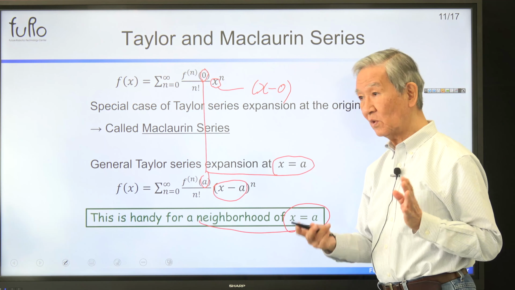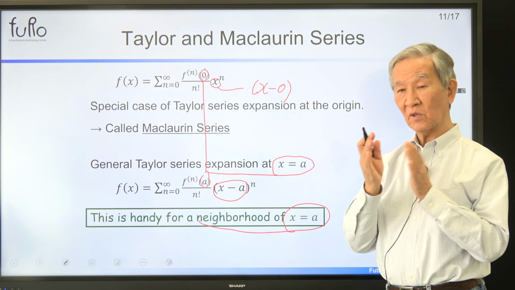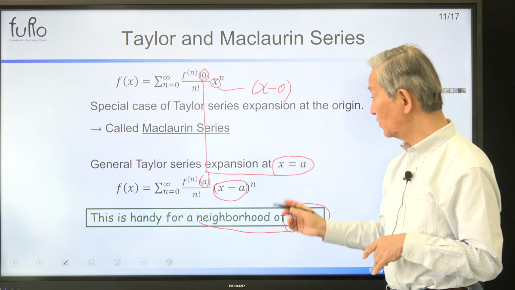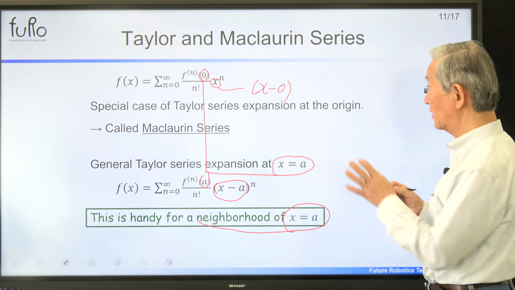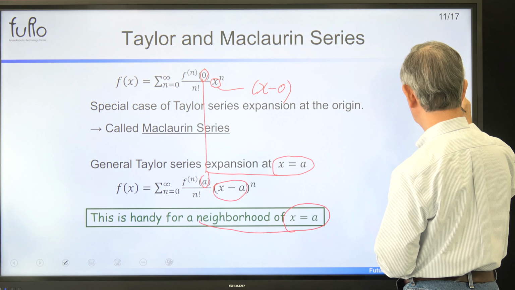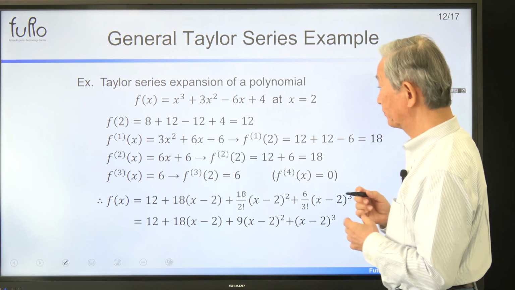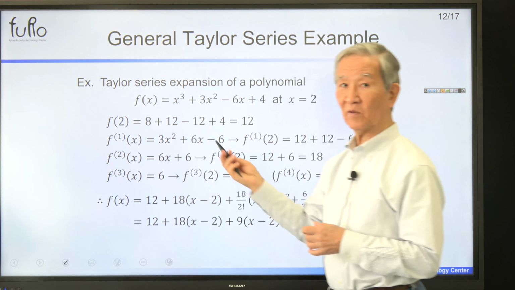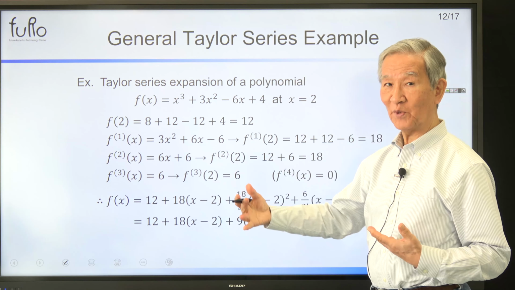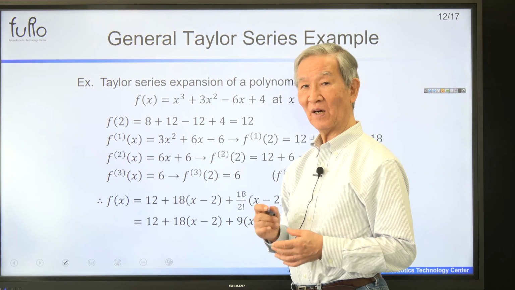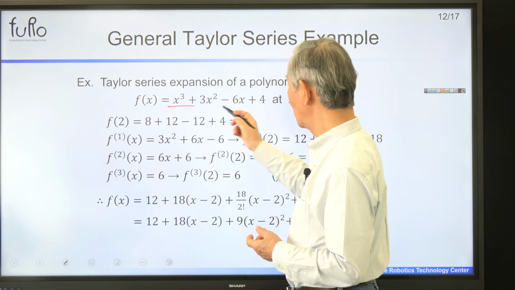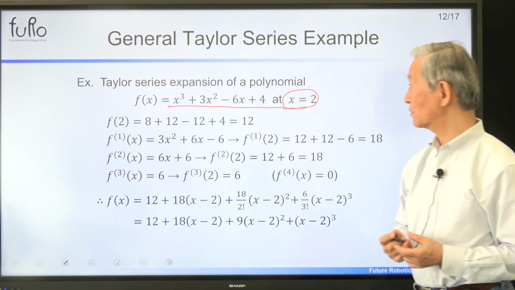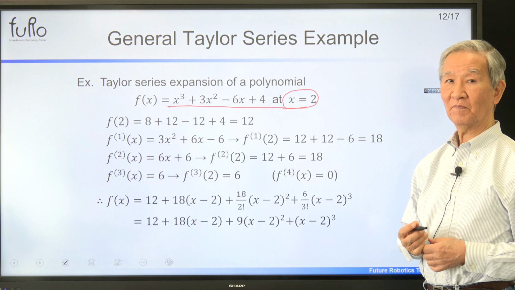So sometimes you want to have the function close to a certain value, not 0. Then what you can use is this one instead of the other one. Well, let's do the example. All right. Let's look at the finite one. I don't want to do too much computation, so up to the third power here. So we have a polynomial here, and let's compute the Taylor series expansion at x equal to 2.